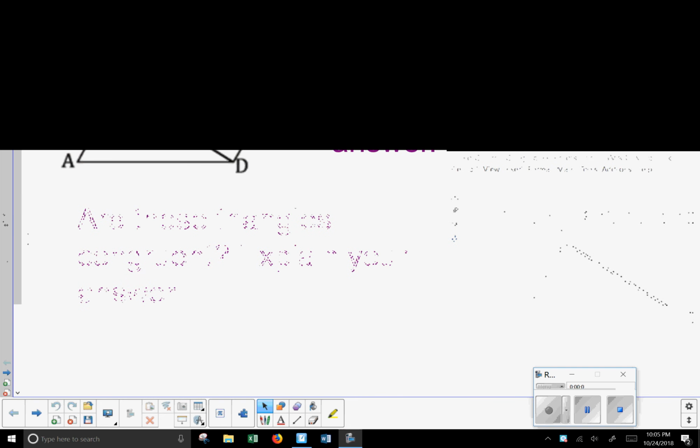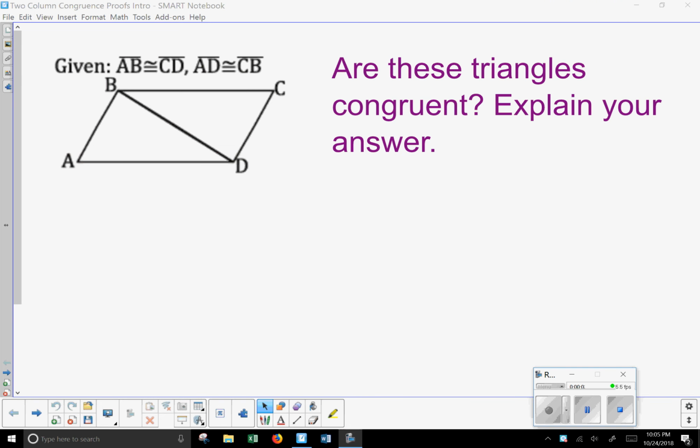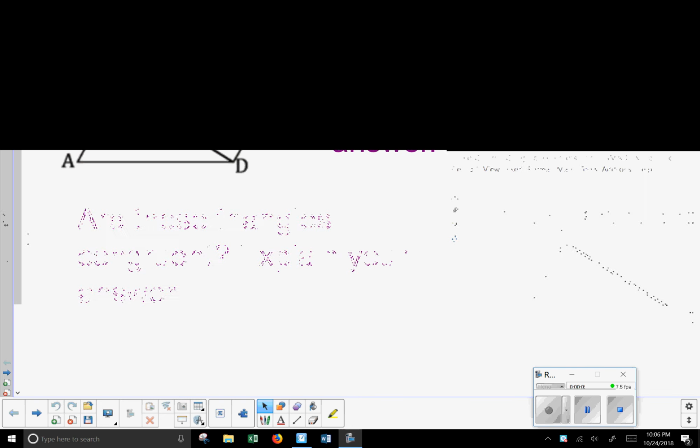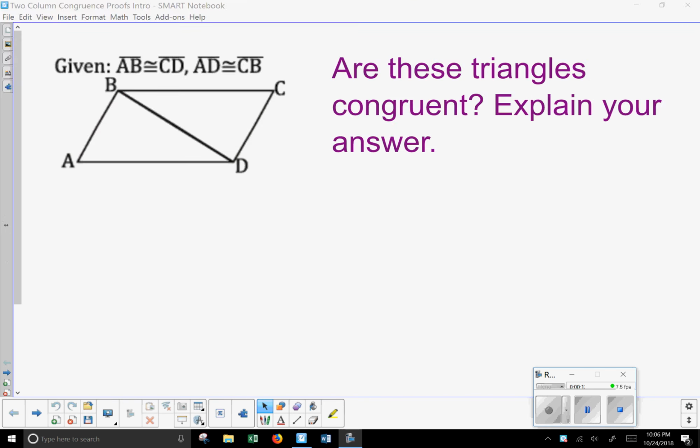Hi guys. Today we're going to be taking a look at a new topic. The new topic is two-column congruence proofs. Now, I've been working with you for the last week or so on figuring out how to determine if triangles are congruent. Let's take a look at the example here. How do we know if these triangles are congruent? We need to explain why we answer it the way we do.